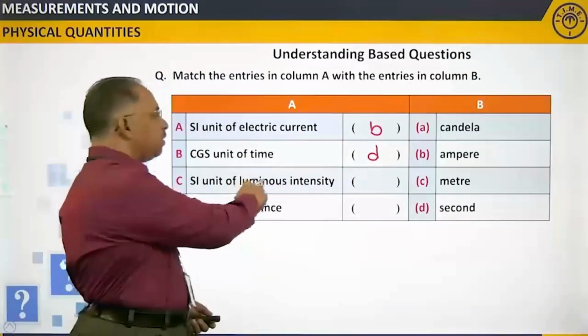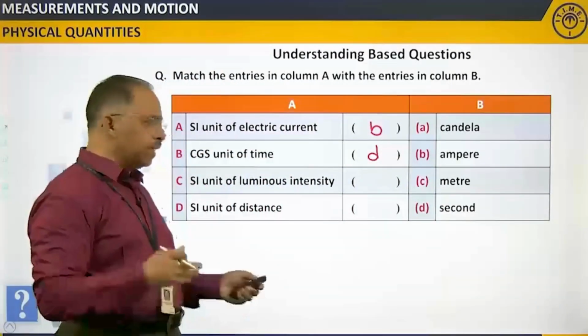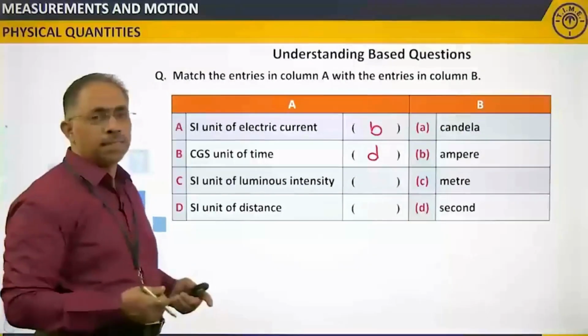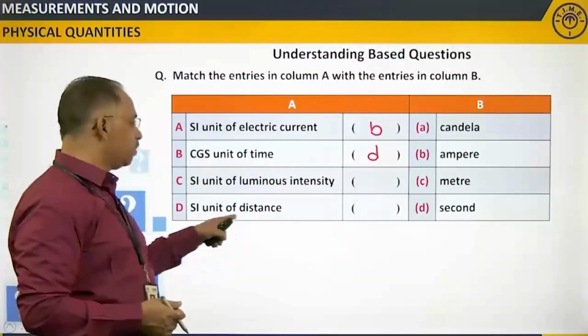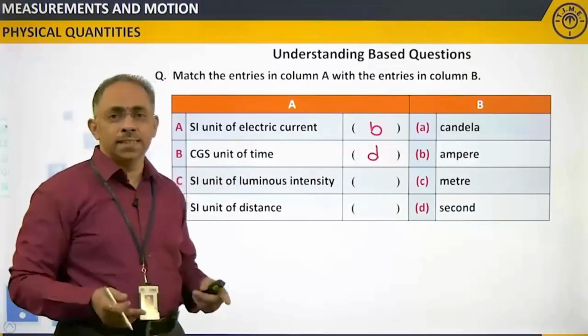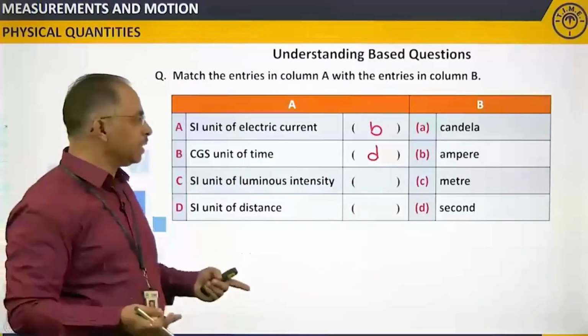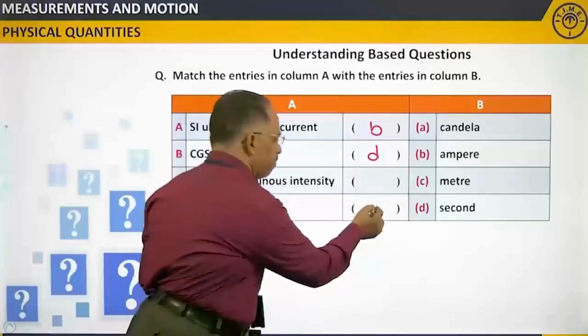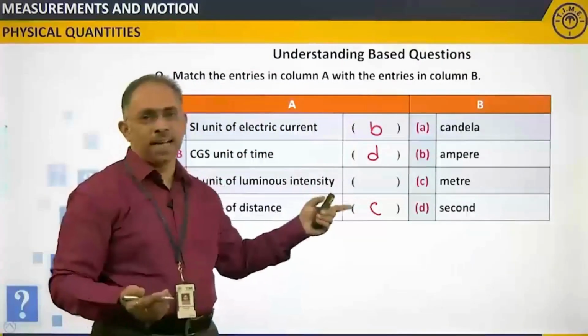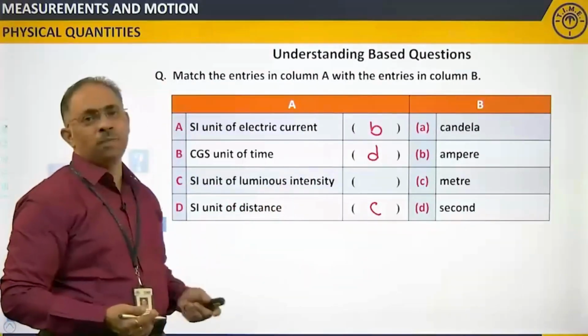So, SI unit of luminous intensity. Even if you don't remember the SI unit of luminous intensity, the fourth one, SI unit of distance, this is very clear, na? SI unit of distance is meter. So, where is meter? This one, C. Okay, C I will write here. What is left over? A, that is candela. So, that should be the unit of luminous intensity.